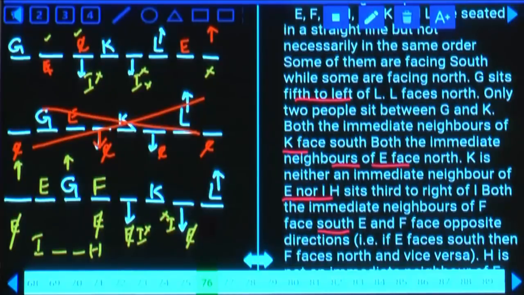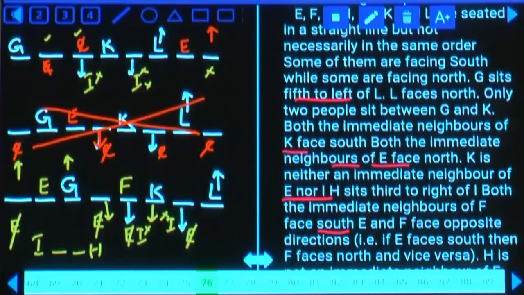Sorry, yes, F cannot be at this place because one of the immediate neighbors of F is G and E cannot be towards south. Hence where should this F be? F must be at this place only. If F is here, and the immediate neighbors of F are facing towards south, hence these two persons must be facing towards south.